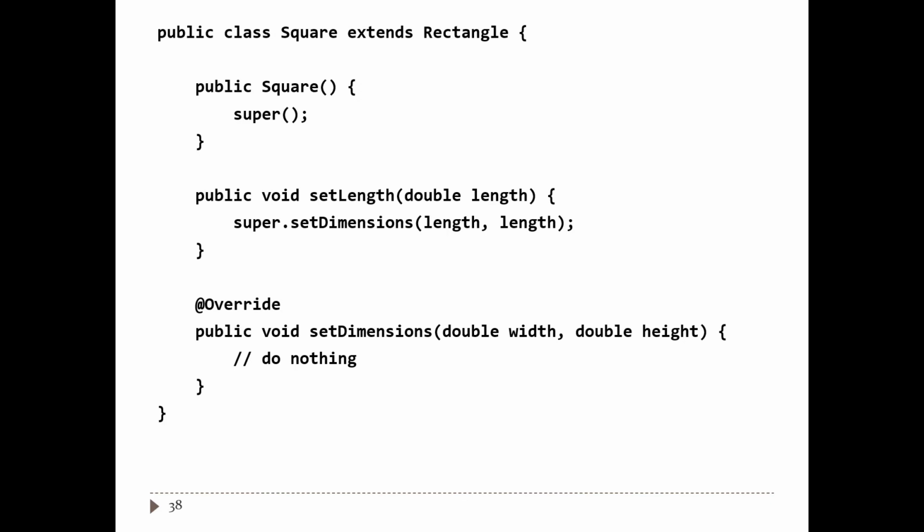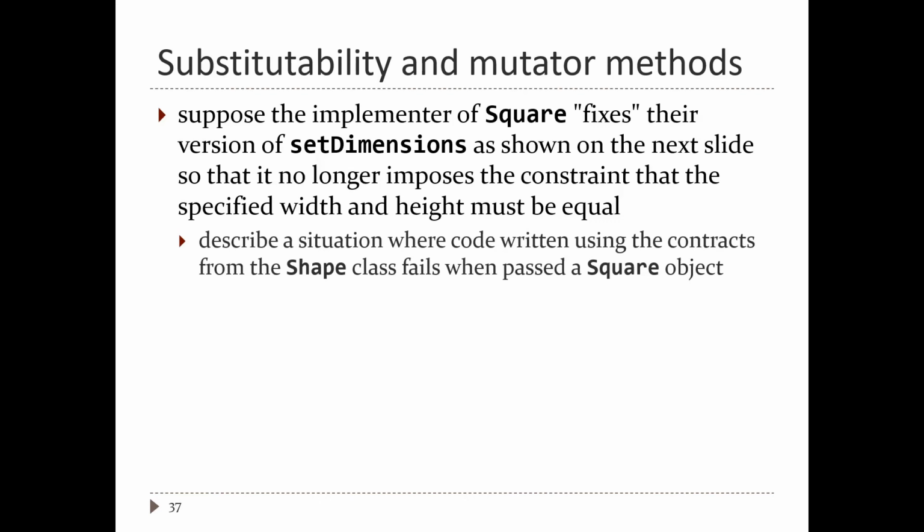What the programmer has done instead is that they've added their own method called setLength, and setLength changes both the width and the height of the square to the specified length. There's nothing wrong with the setLength method. The problem in this class is that the setDimensions method does not satisfy the contracts of its superclass. And again, it's possible to come up with many situations where code written using the contracts from the shape class fails when passed a square object.